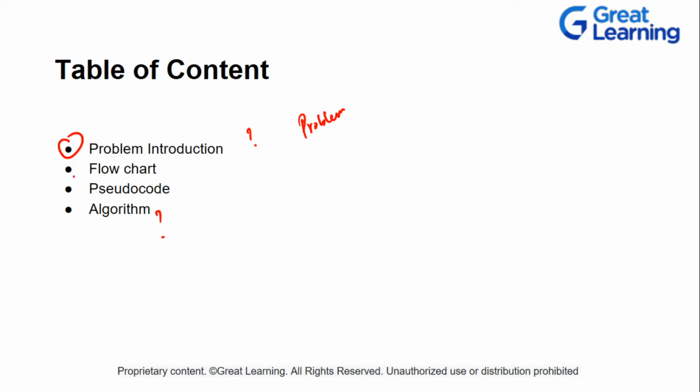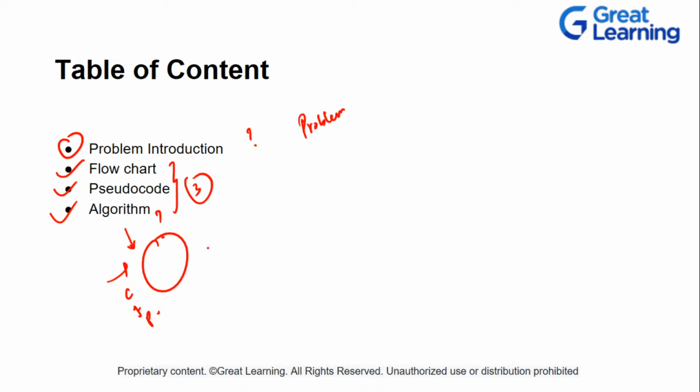Okay, so first is the flowchart, right? Then there's a pseudocode, and then there's an algorithm. Okay, so these are the three main steps. Once these three steps are clear, then you can easily write this down in any programming language. It can be C, it can be Java, it can be Python, it can be JavaScript, any.